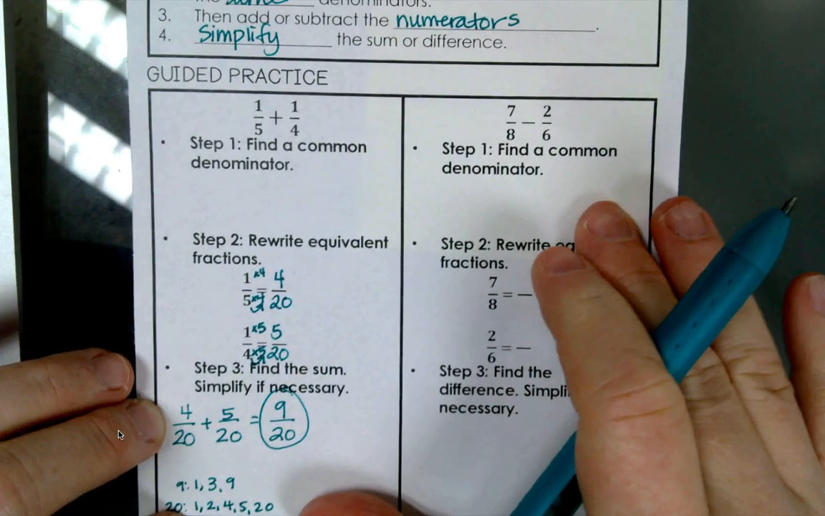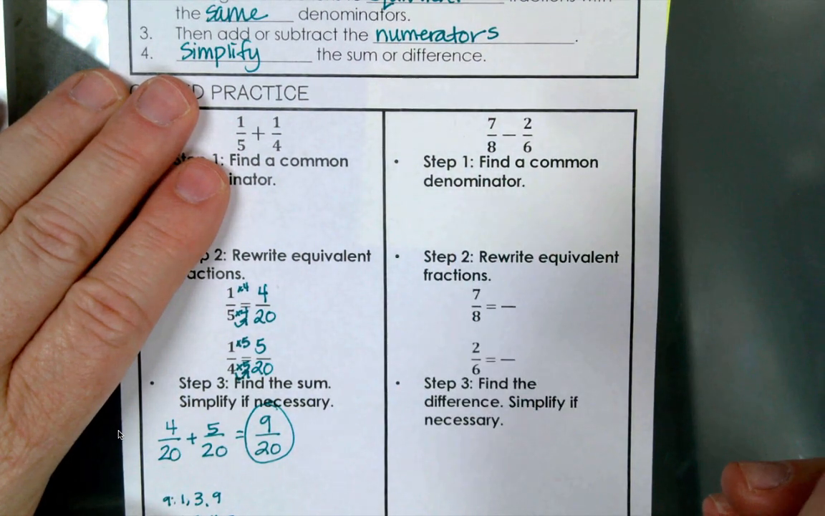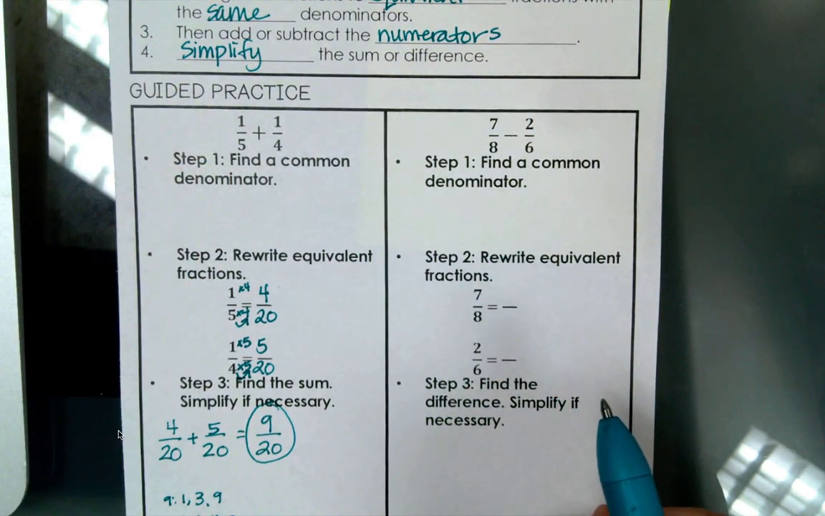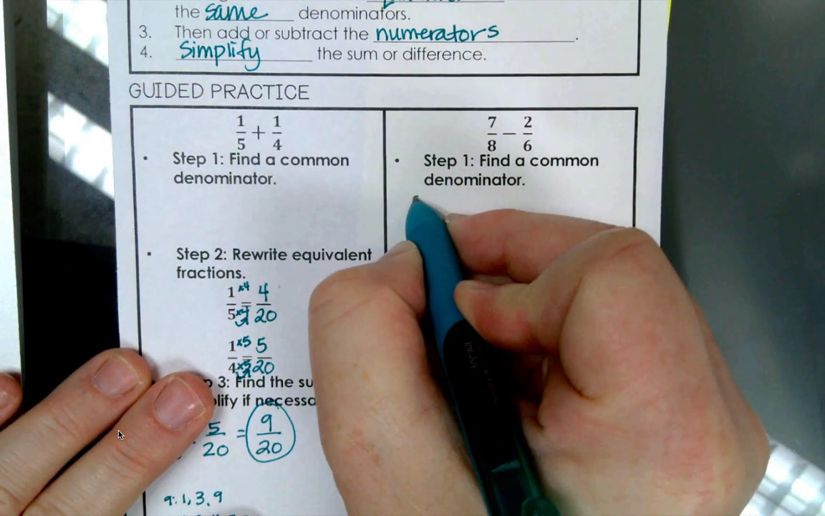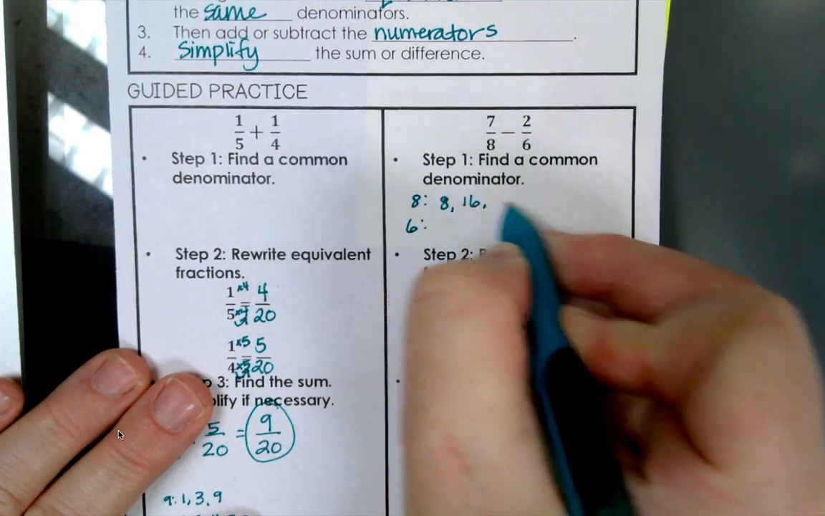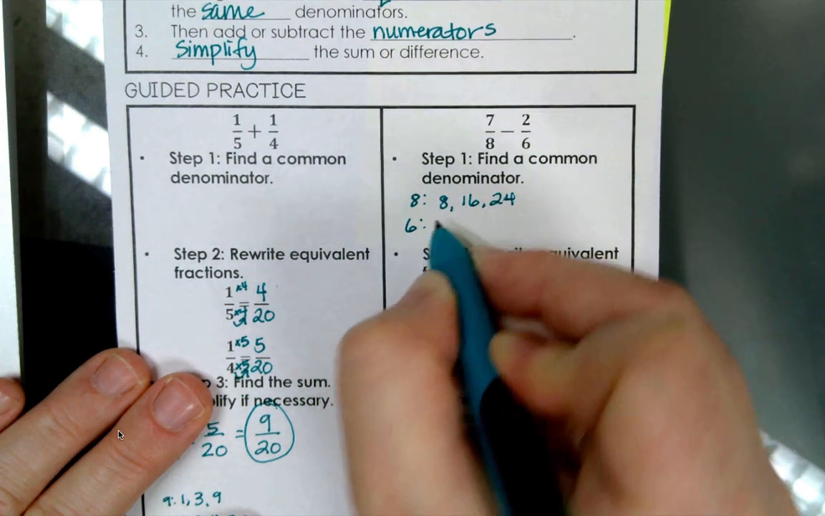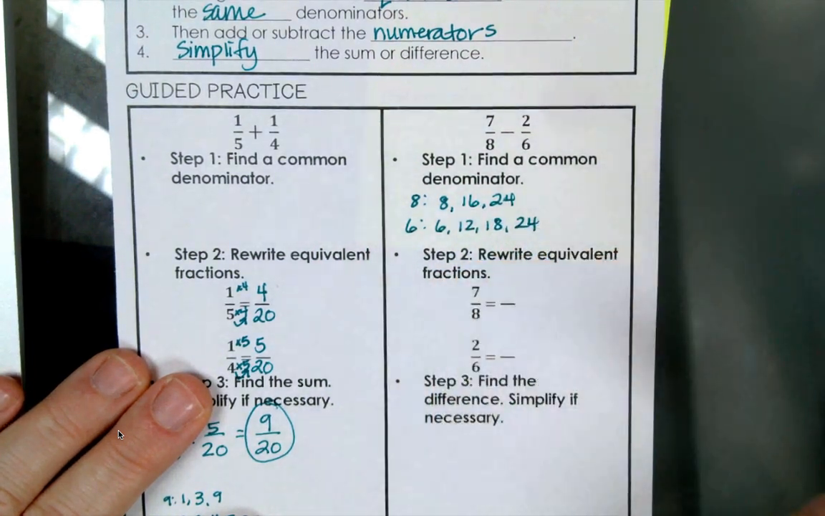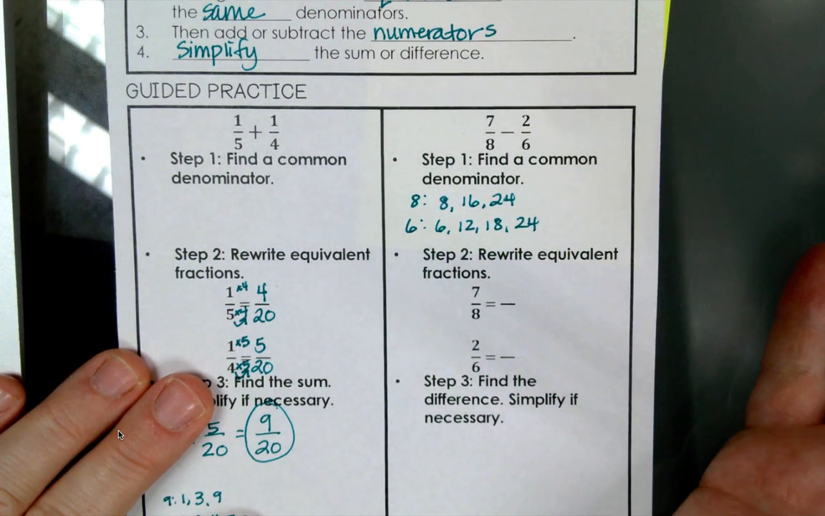Okay, let's look at another one. We're subtracting. Find a common denominator. Okay, so we're going to rewrite to have equivalent fractions. Again, I want to find the least common multiple. I'm going to come up here and do multiples up here. 8 times 1, 8 times 2, 8 times 3. Let's see, 6 times 1, 6 times 2, 6 times 3, 6 times 4. So I do multiples until I hit the first common multiple because that's the least common multiple.